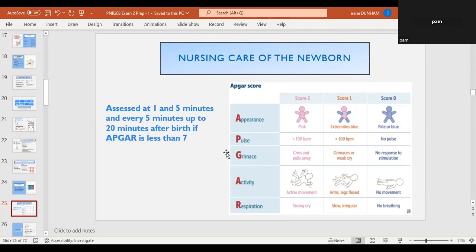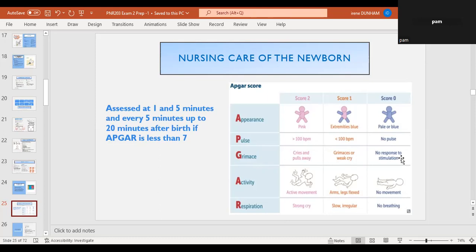Now, G is for grimace. So he cries and pulls away. That's a 2. Now, he's got a weak cry, and he grimaces with his weak cry. Well, I'll give him credit. You've got to give him credit, right? So we're going to give him a score of 1.